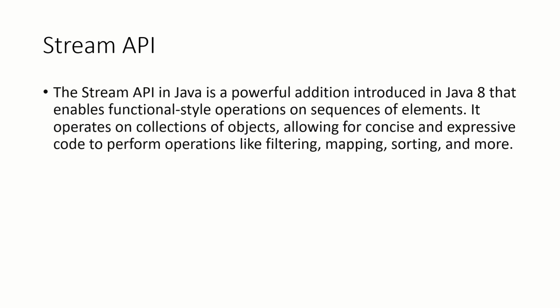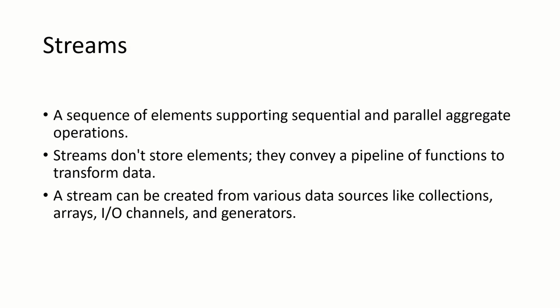It operates on collections of objects, allowing for concise and expressive code to perform operations like filtering, mapping, sorting, and many more. So the Stream API helps us do filtering, mapping, sorting, and many other operations on a list of objects, on a collection of objects. This is the introduction of the Stream API. Now let me go to the next slide and discuss the stream.